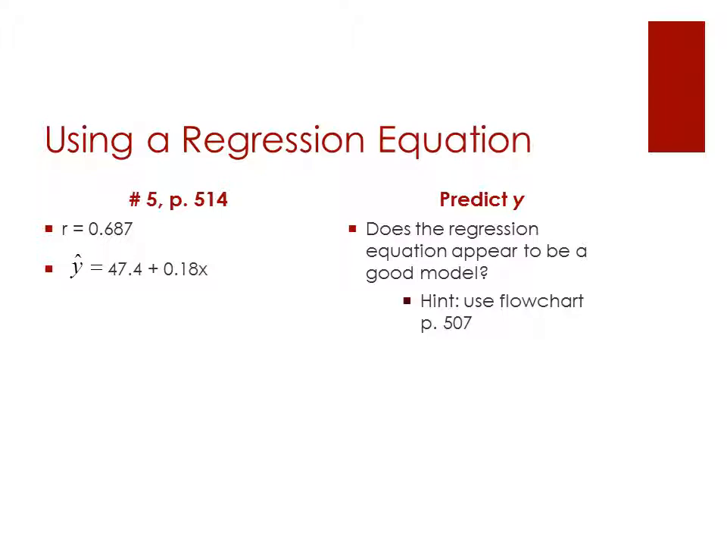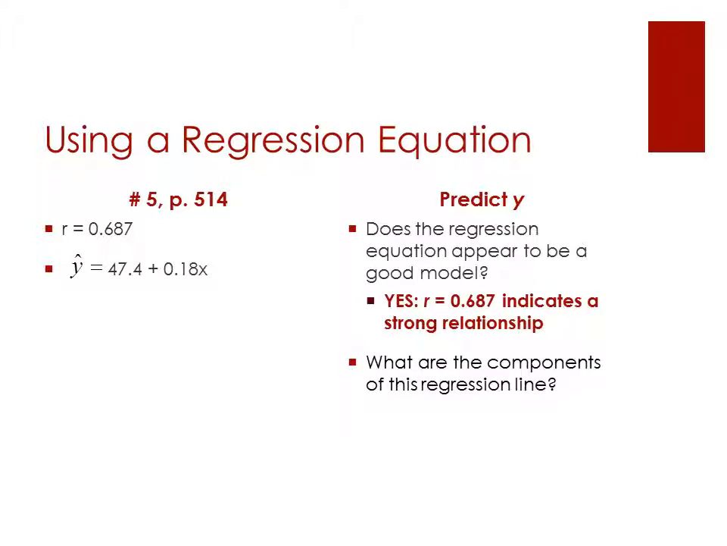Take a look at that r value. Does that tell us this is going to be a good relationship to rely upon for this particular problem? Pause the video, go back and look at that flow chart, and make your decision yourself, because you need to be practicing in these PowerPoints to be able to do it correctly on the exam. Yes, we've got 0.687, which indicates a moderate to strong relationship. So we have good reason to feel this is probably going to be a useful equation for us.